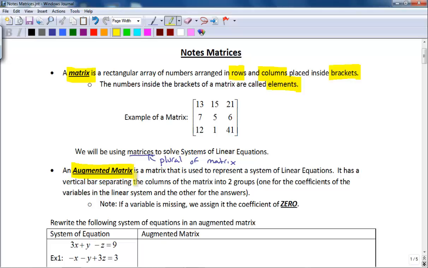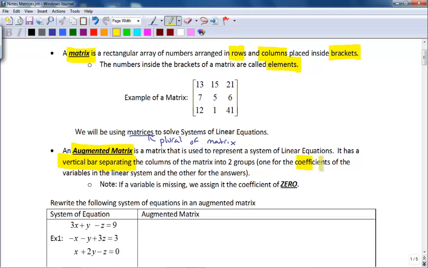It has this vertical bar that separates the columns into two separate sections. The first group is going to be the coefficients of the variables in that linear system, and the second one is going to be for the answers. Please note, if you happen to have a missing variable, you have to put a 0 in for its coefficient. So when we are writing the augmented matrix of a linear system, you got to make sure that if there is no variable there, you write a 0 in for that variable.